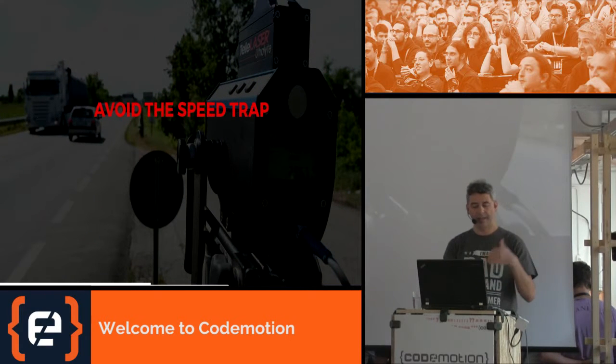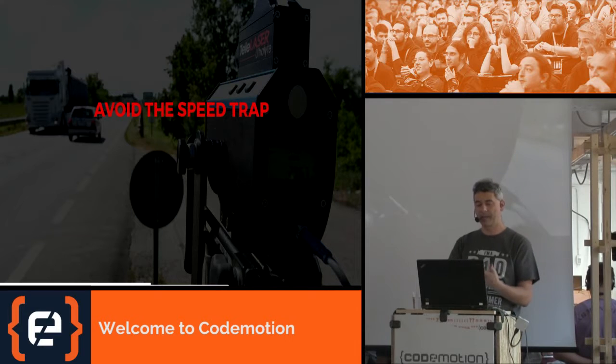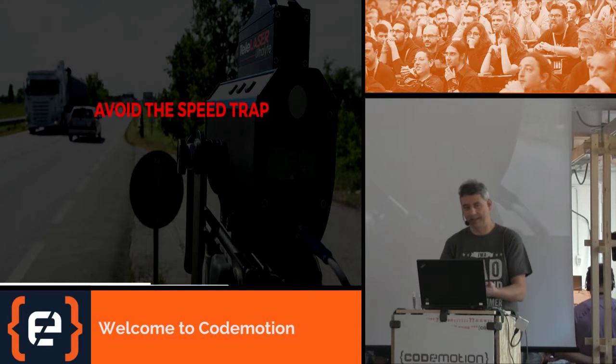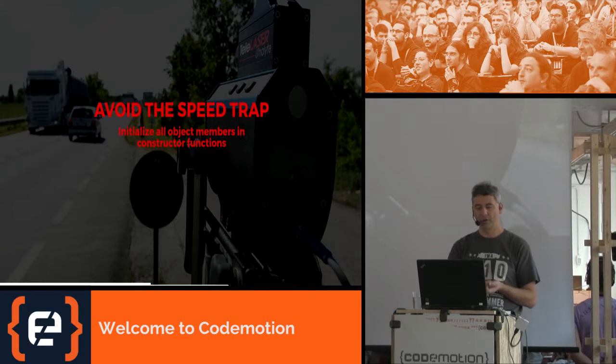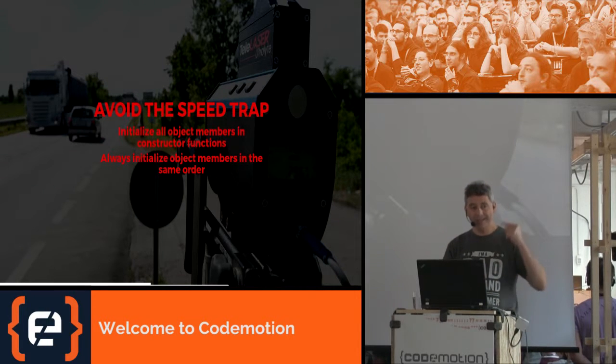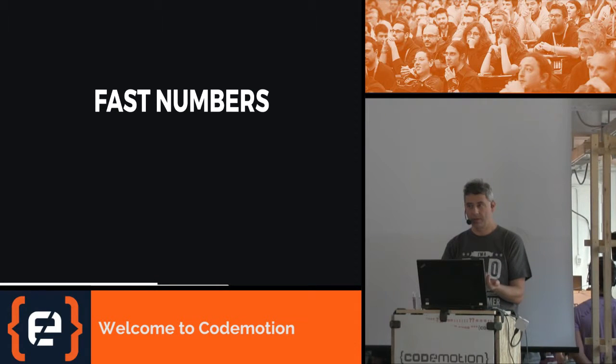Which means that now we are trying to avoid speed traps. Why avoid the speed trap? Because the idea is that if you're running fast and there is a speed trap, well, you need to slow down. Otherwise, you get a ticket. So the point is you are trying to avoid a speed trap. And in this sense, the idea is you should initialize all object members in constructor functions, and all of them in the same order, and never touch the object afterwards. So the objects will always have the same shape.